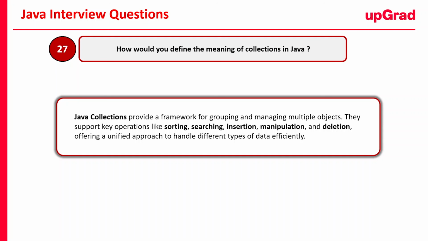So it basically simplifies how developers handle groups of objects by offering ready-made interfaces and classes, ensuring more efficient and organized data management across various types of collections such as maps, sets, lists, etc. So that includes sorting, searching, manipulation, deletion, etc. And Java collections simplify data handling, offering a flexible and efficient way to manage groups of objects. So this is the way you can answer the question.